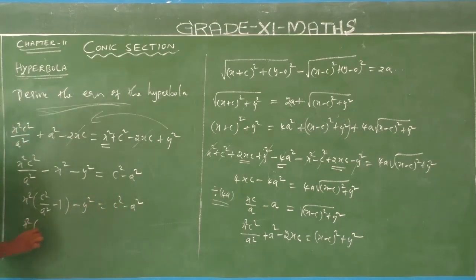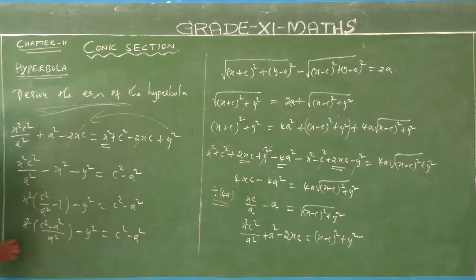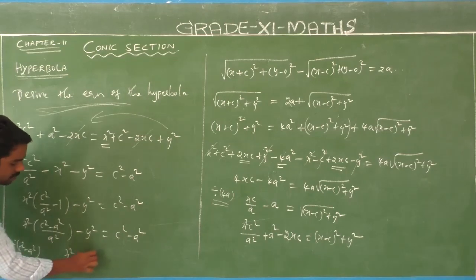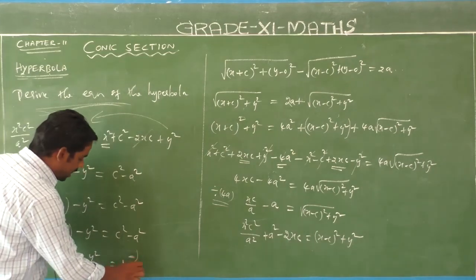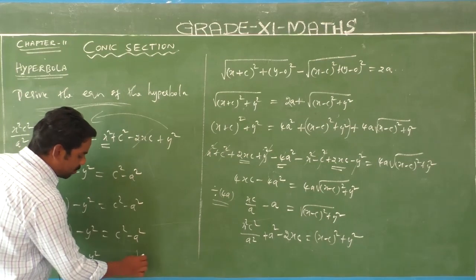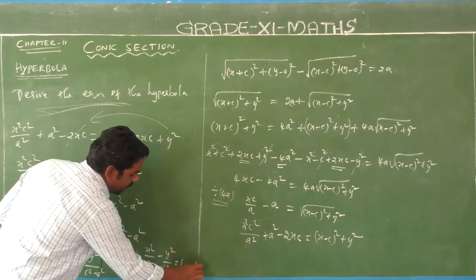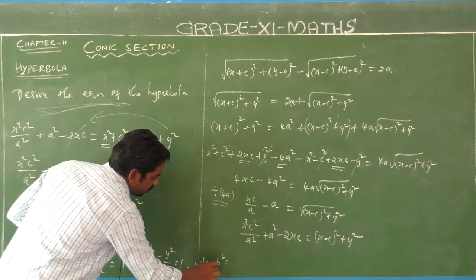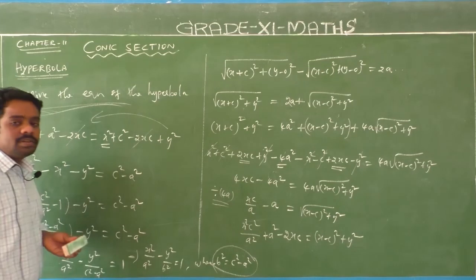So x squared of (c squared by a squared minus 1) is (c squared minus a squared) divided by a squared, minus y squared is equal to c squared minus a squared. So divided by c squared minus a squared on both sides, c squared minus a squared is cancelled, x squared by a squared minus y squared by (c squared minus a squared) equal to 1, which implies here c squared minus a squared is b squared. So x squared by a squared minus y squared by b squared equal to 1, where b squared is equal to c squared minus a squared. b squared equal to c squared minus a squared.